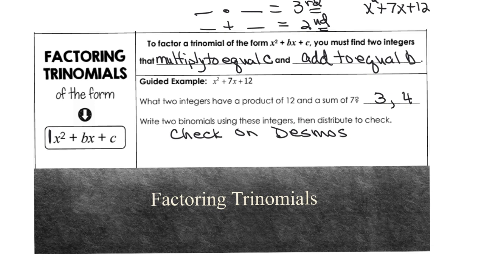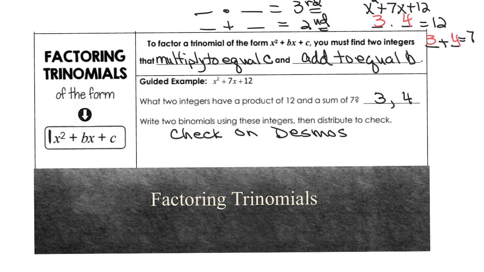We are asking what 2 numbers multiplied equal 12, but when we add them, it equals 7. Well, the 2 factors of 12, we can multiply 1 times 12. We can multiply 2 times 6. We can multiply 3 times 4. And 3 times 4 is the correct choice of factors.